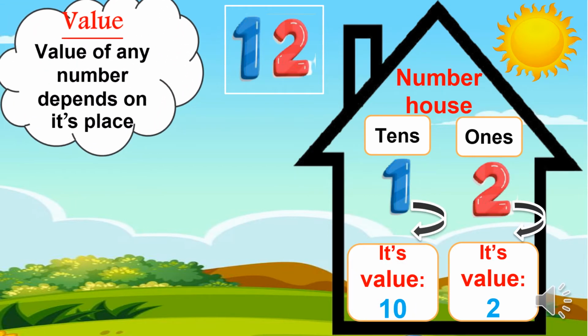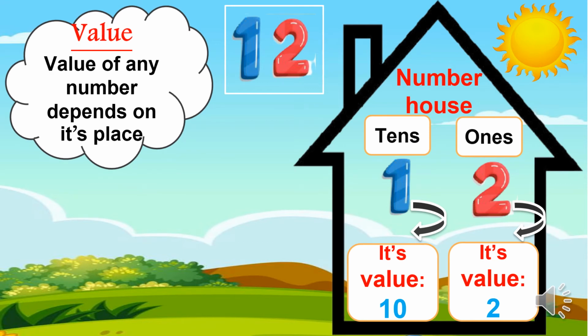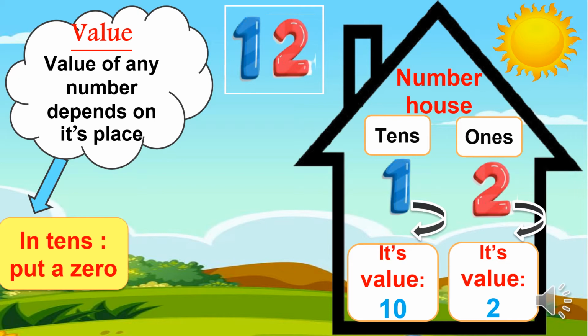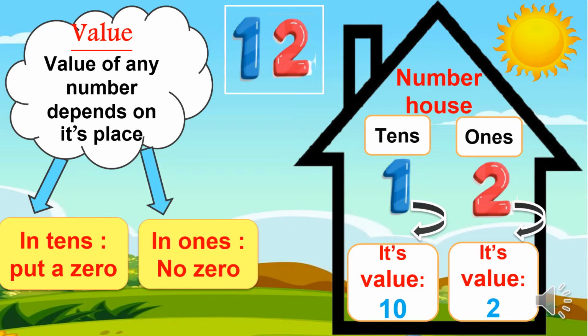So we say that the value of any number depends on its place. In tens we put just a 0. In ones no 0. Let's look here again. 2 in ones, its value is 2. 1 in tens, we put here a 0. So its value becomes 10.